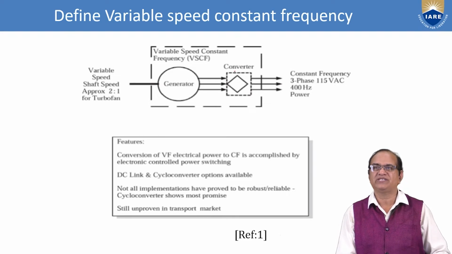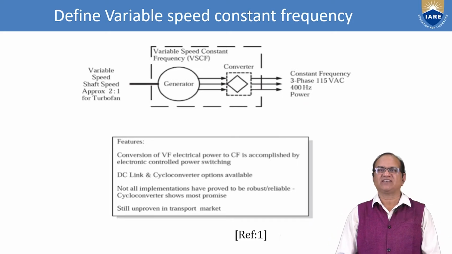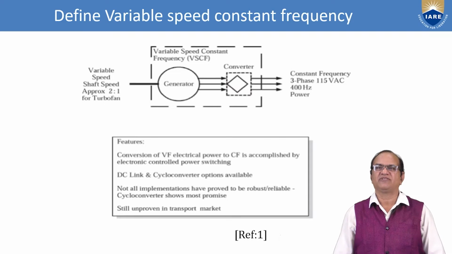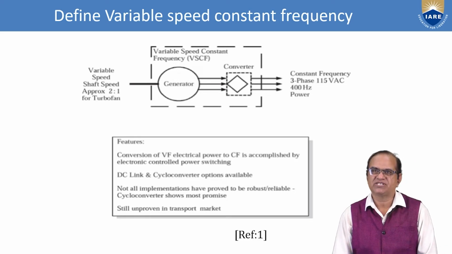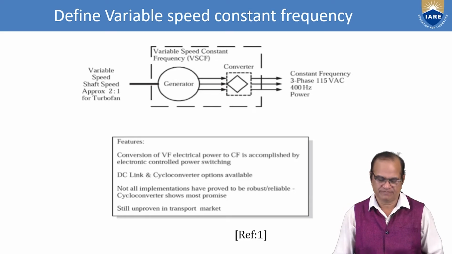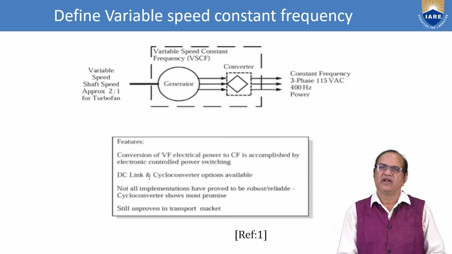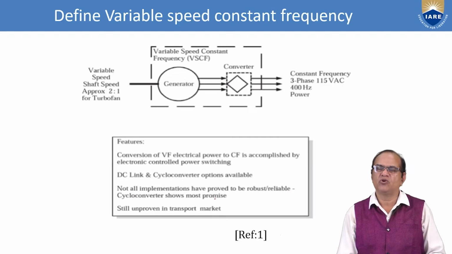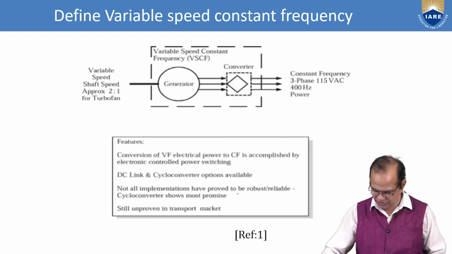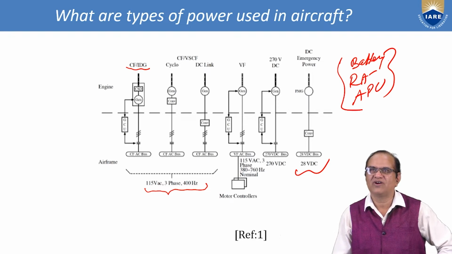This electronic equipment makes sure that we are getting a constant frequency, 3-phase, 115 volt AC power supply. The feature of this is that conversion of the variable frequency electrical power to CF is accomplished by electronically controlled power switching. DC link and cyclo converter options are available. Not all implementations have proved to be robust and reliable. Cyclo converter shows the most promise. So cyclo converters are used. I have shown you, I think in the previous slide, here we have the cyclo converter, this one.